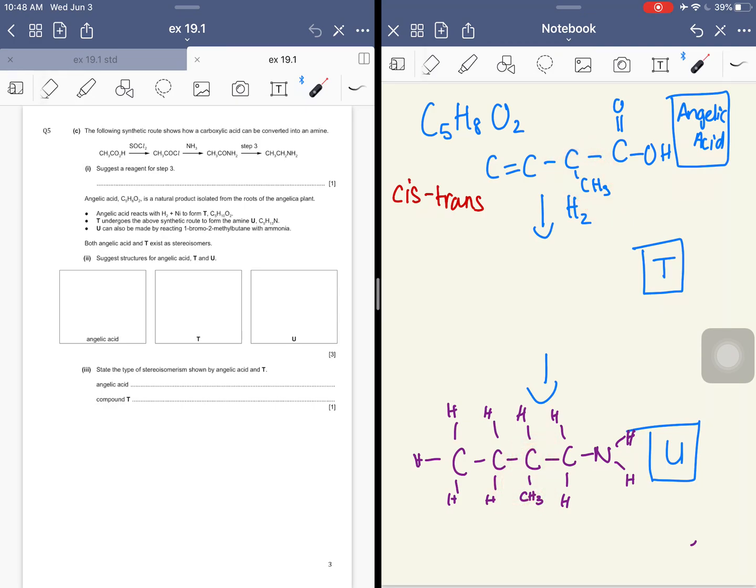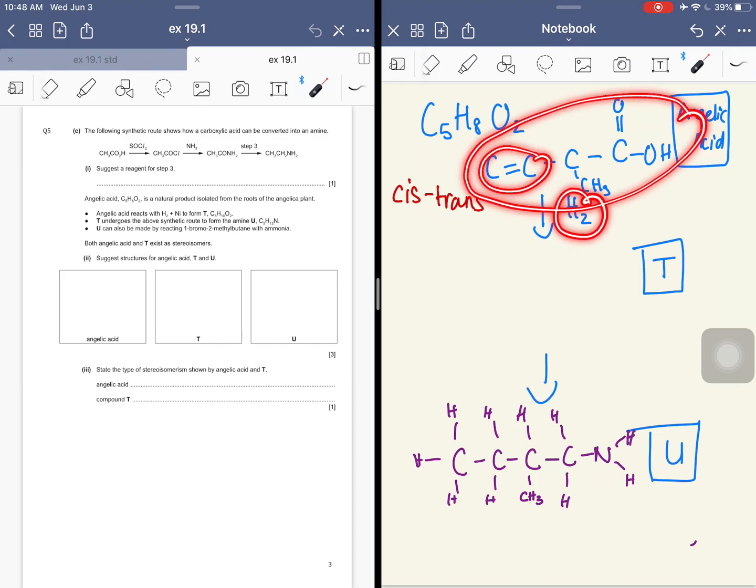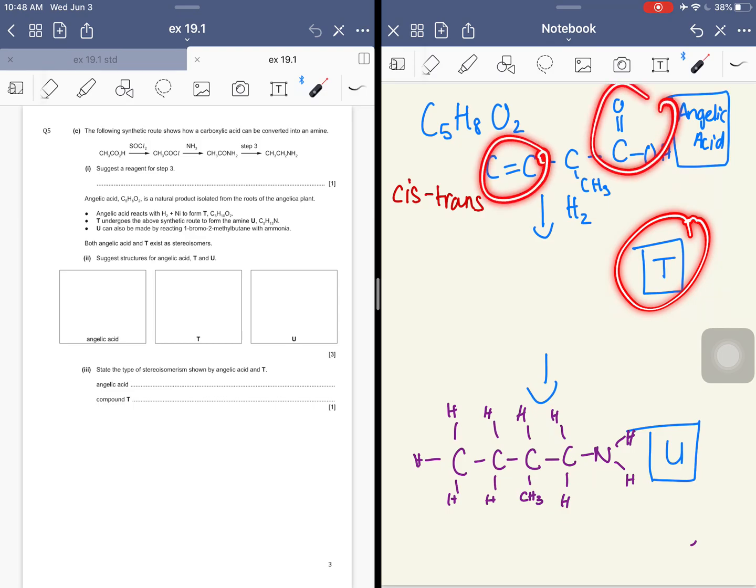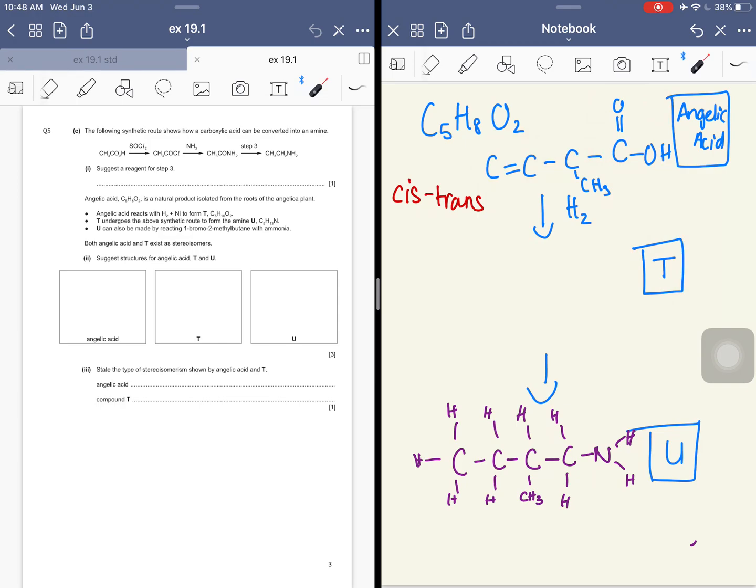When angelic acid undergoes hydrogenation, the double bond is lost. The double bond now becomes a single bond with a carbon-hydrogen bond. So in T, you would expect there is no more double bond, I mean the double bond CC. COOH will still stay.